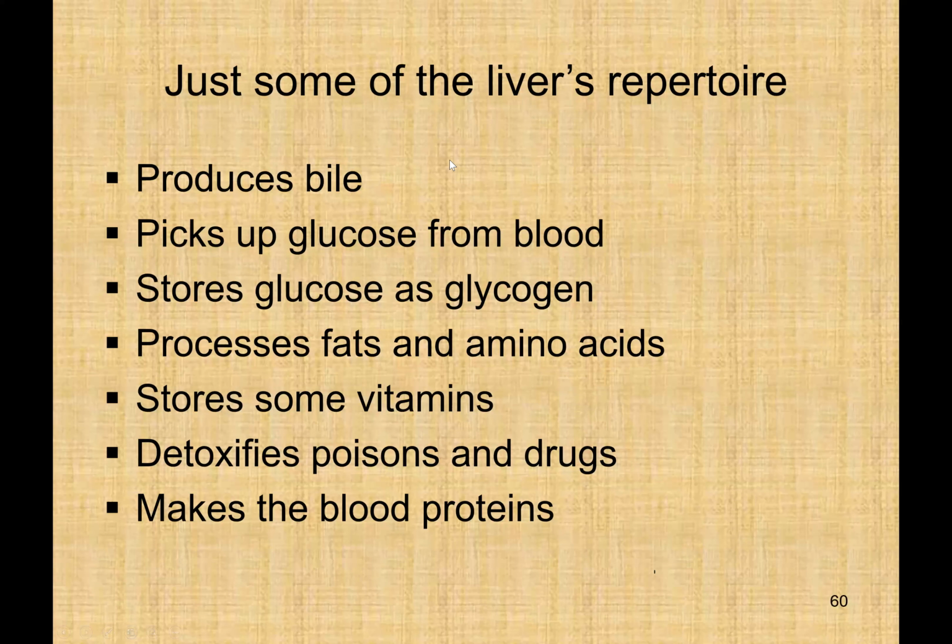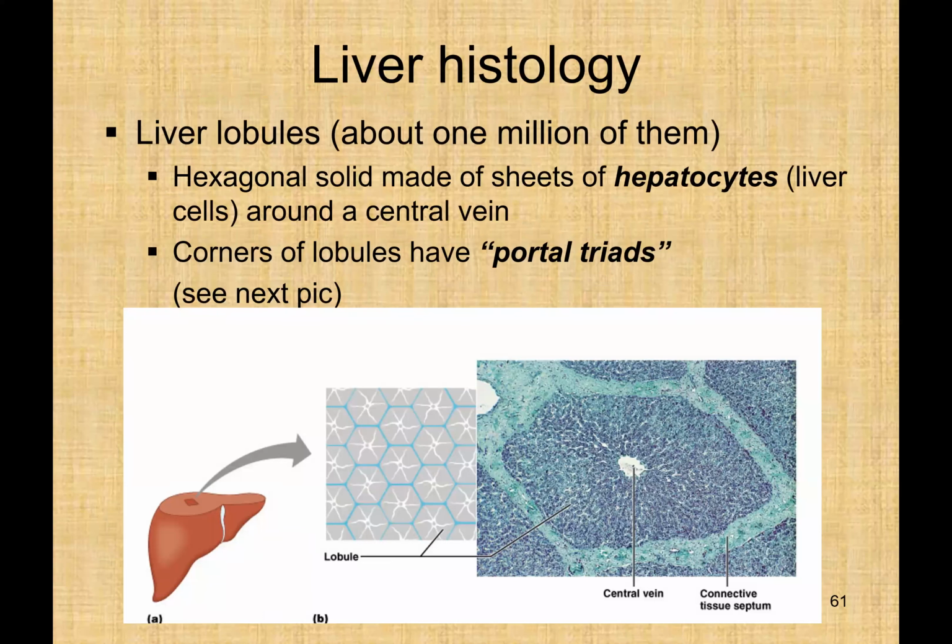Some liver functions we are looking at: it produces bile, takes up glucose from the blood and stores it as glycogen, processes fat and amino acids, stores some vitamins, detoxifies poisons and drugs, and makes blood proteins. Liver histology, I'm not going to talk about it over here. When you do hepatic histology, you'll get to understand that. So this is just a bit of it.